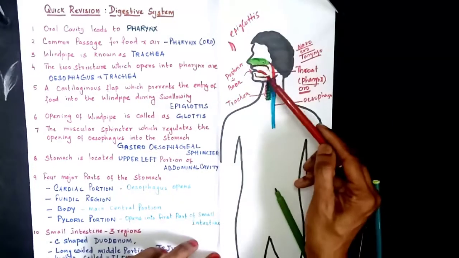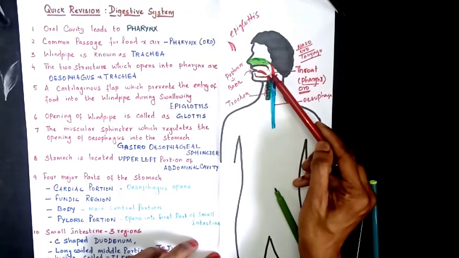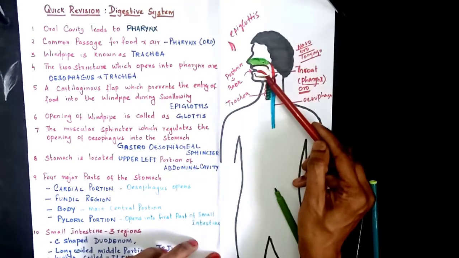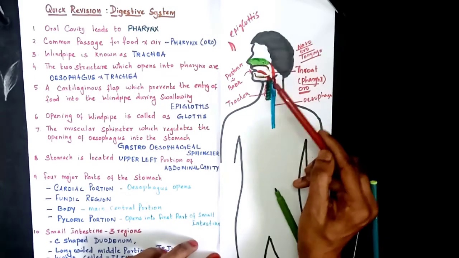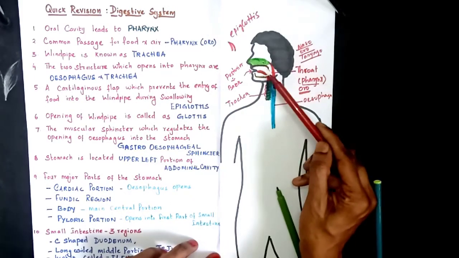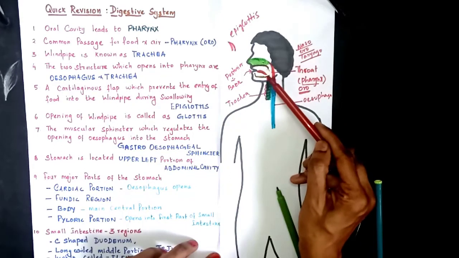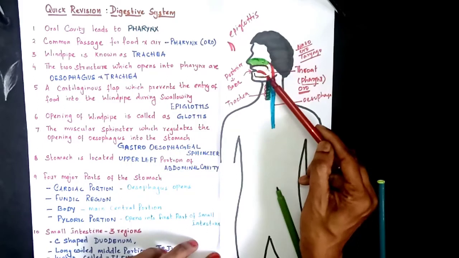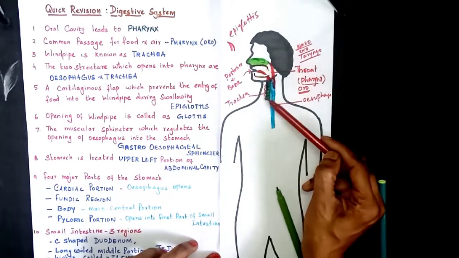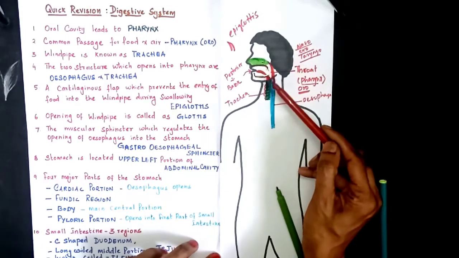So what will happen? When we take food, the epiglottis will close the tracheal opening. When we breathe in, it will open. All this happens in a fraction of a second. These are all involuntary movements, so it will happen automatically. When we take food, the epiglottis will close the passage for the trachea and food will enter the esophagus. When we breathe, the epiglottis will open and the air will enter the trachea and reach the lungs. This is what happens.